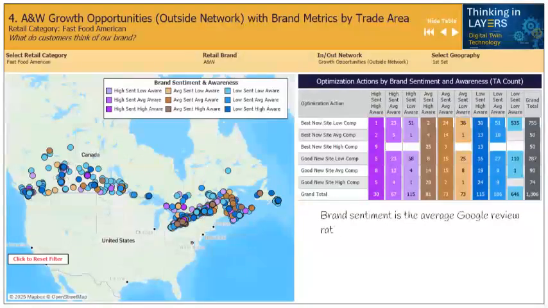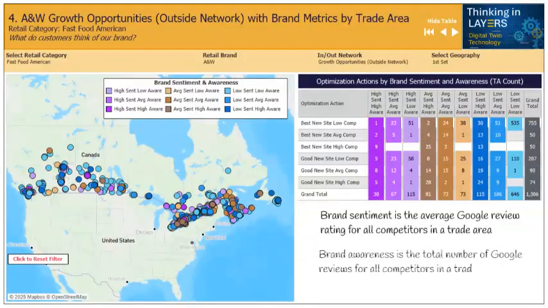Brand sentiment is based on the average Google review rating for all competitors in a trade area, and brand awareness, the total number of Google reviews. Brand metrics are scored and benchmarked against all trade areas in Canada and then divided into three categories, top, mid, and bottom third, which are then summarized into a single metric along the top row.